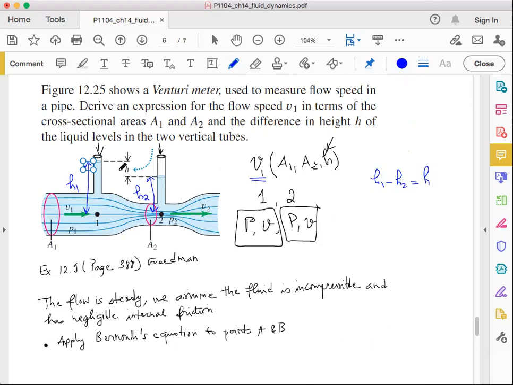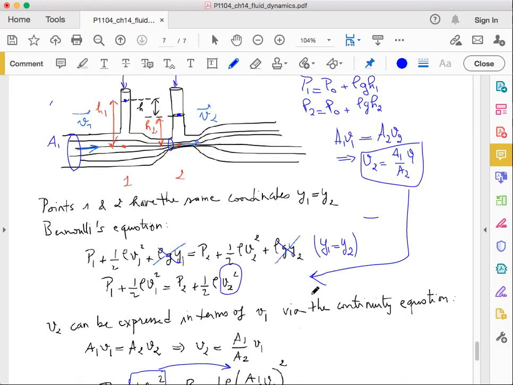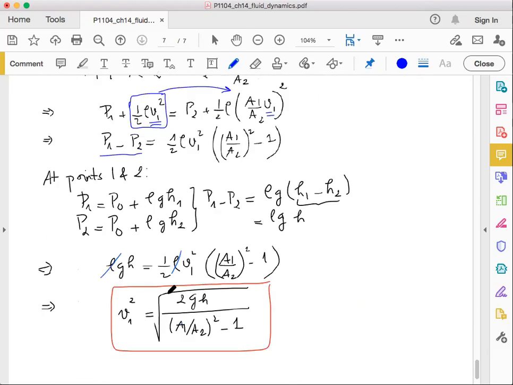Just by looking at this figure, you will realize immediately that h1 minus h2 is nothing else than h, the difference between the column of water on top of point 1 and that on top of point 2, which is the difference in the level of the liquid in the two tubes. So we end up with the following equation: P1 minus P2 is given by rho g h.